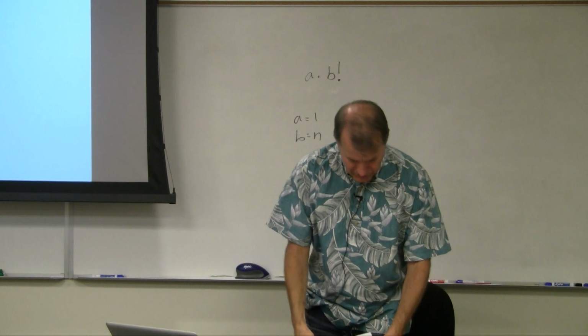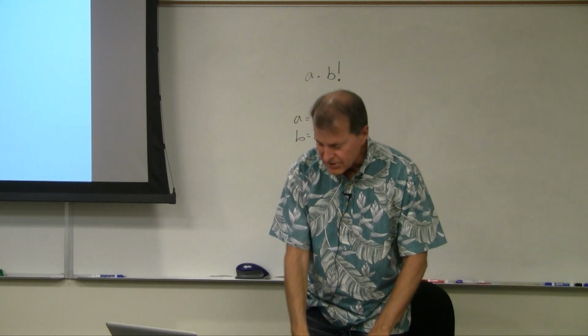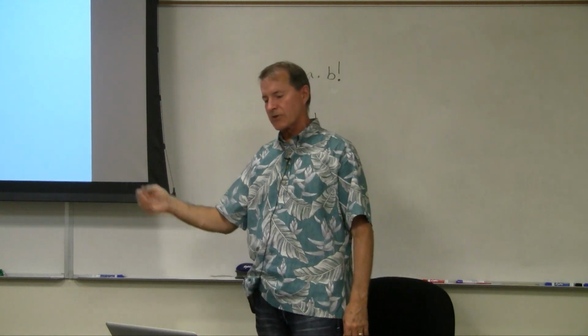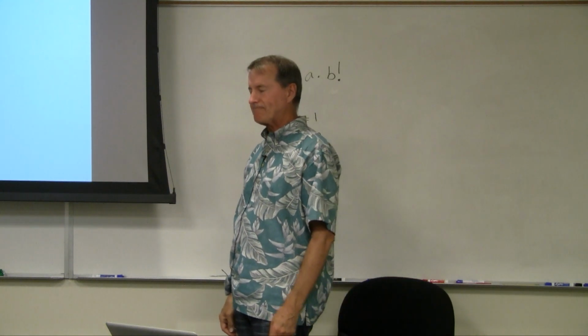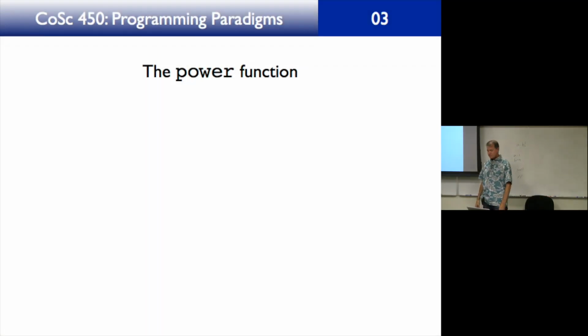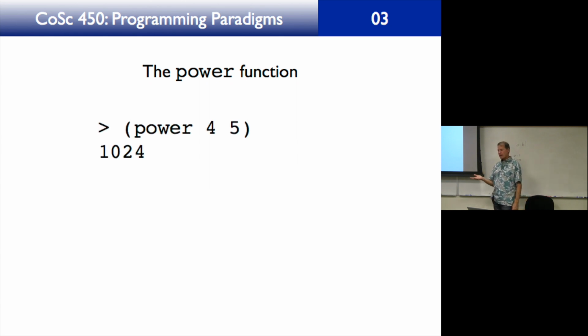Okay. So now let's do another. That was our first tail recursive example. Now let's do another tail recursive example. The next function we're going to do is the power function. So check this out. Here's the power function. We want to write power 4, 5. That should return 1024. Why? Because what?